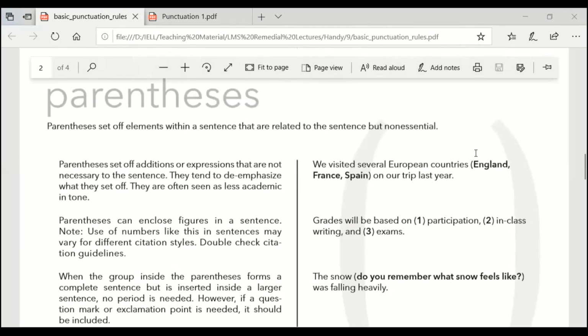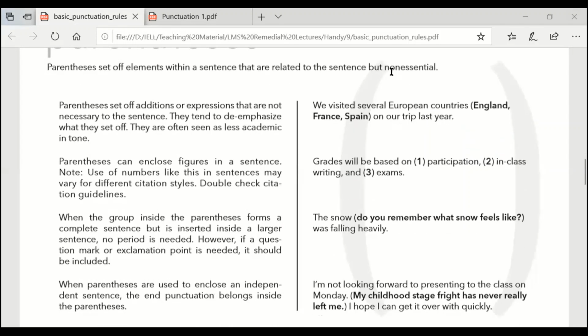Okay, moving forward, now we have parentheses. Parentheses are these little small brackets. Here we can see in the background watermark that these are the parentheses. We use them for different purposes. They are used within a sentence and tell us something related but not so important.